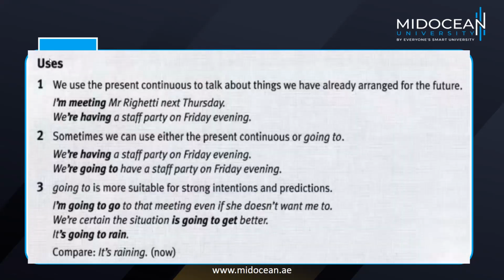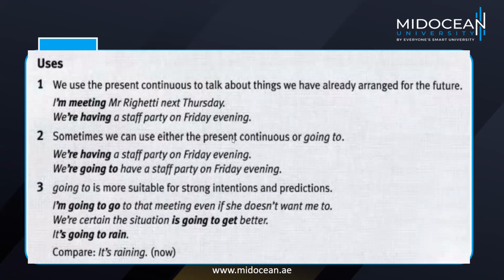So again, we already mentioned the uses, but we'll repeat them. So we use the present continuous to talk about things we have already arranged for the future. I'm meeting Mr. Riggett next Thursday. We're having a staff party on a Friday evening. Okay, so am, is, or are plus the verb plus ing, the present continuous.